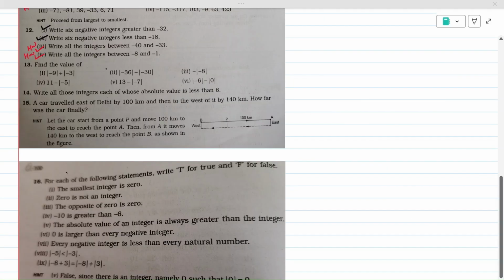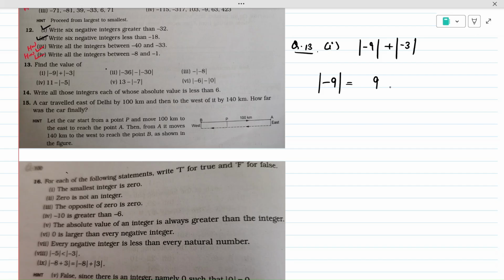Okay, let us start with question number 13 now. So what we have here is, find the value of the following numbers. First we have question number 13, A part, first part, absolute value of minus 9 plus absolute value of minus 3. So kids, when we write any number like this, that means we are finding the absolute value of that number. So when we say absolute value of that number, this minus sign is changed, and we get the absolute value, that is without any sign, 9. Or you can also say this as plus 9.